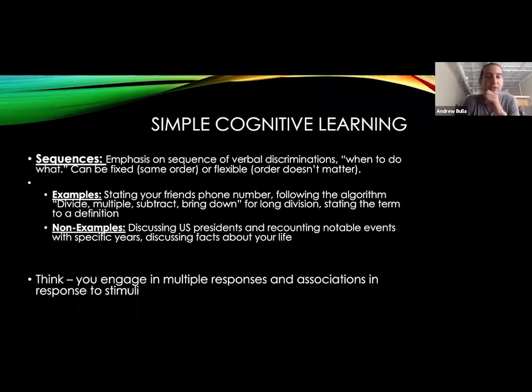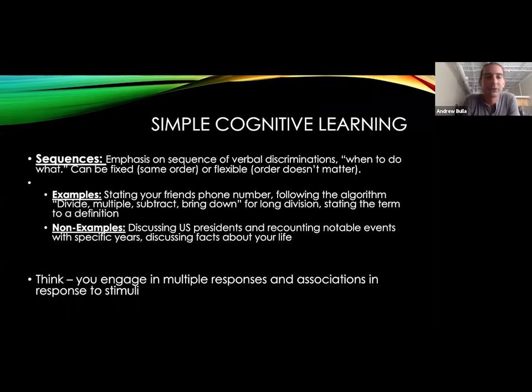A fixed sequence would be stating your friend's phone number. That's going to be fixed, right? You get one number wrong, it's going to mess up the outcome. Another is following the algorithm: divide, multiply, subtract, bring down. That's a fixed sequence when we're using an algorithm to solve a math problem.